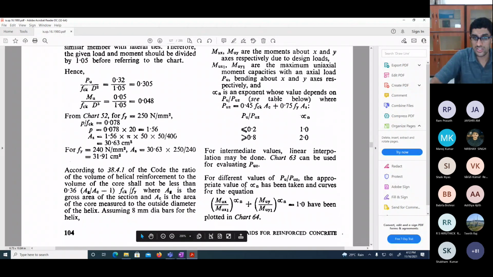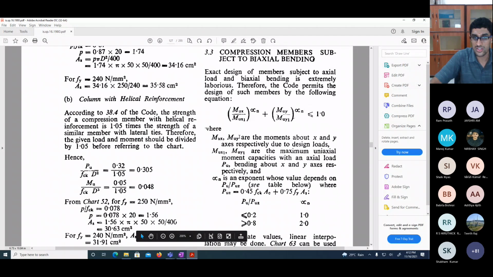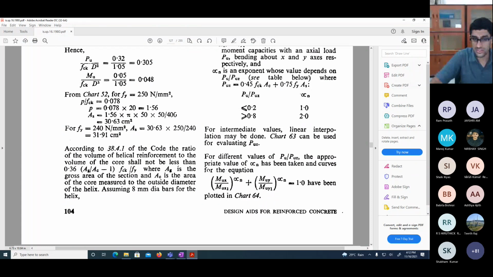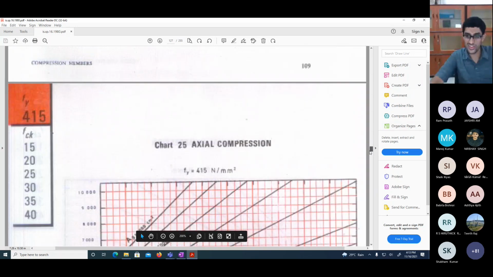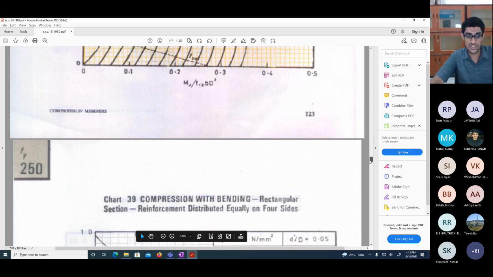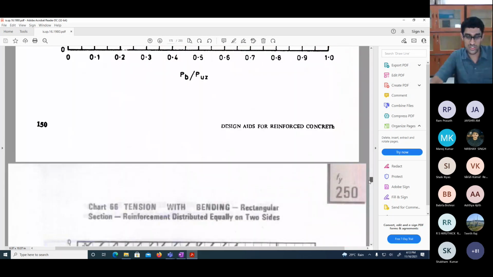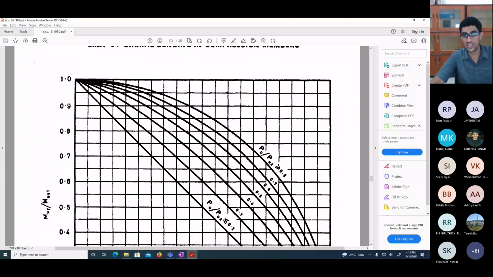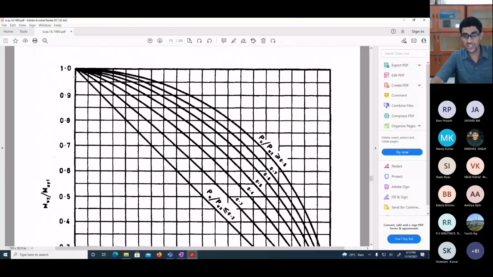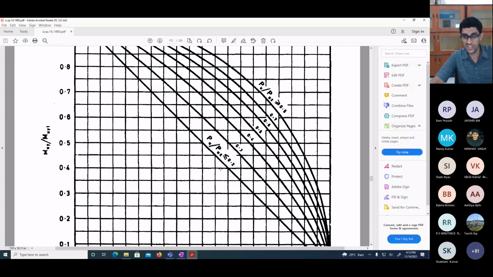Okay, so this is known as your interaction equation. You can either use this equation or you also have the option of using chart 64. Both are given to you. Do you remember seeing these pictures when I was covering the theory for columns?